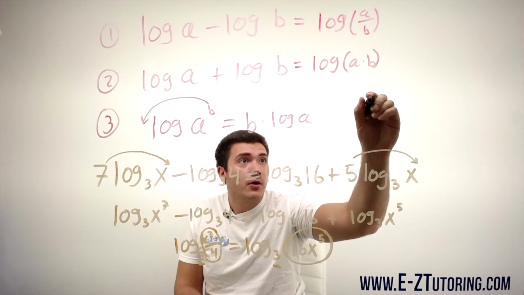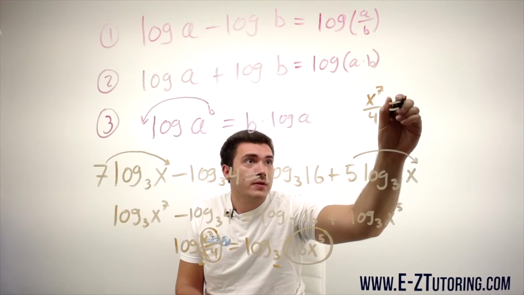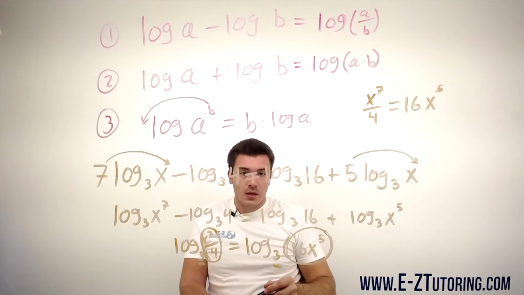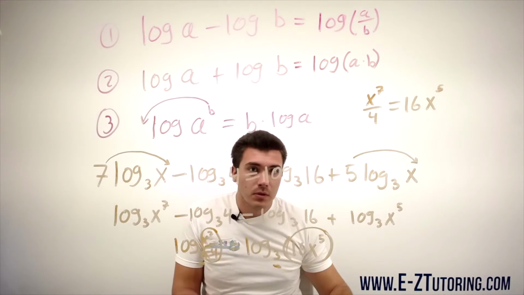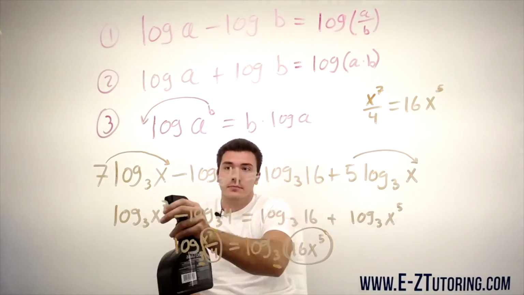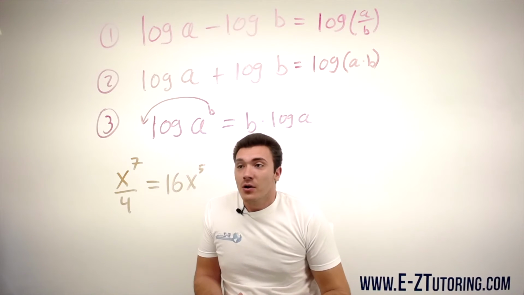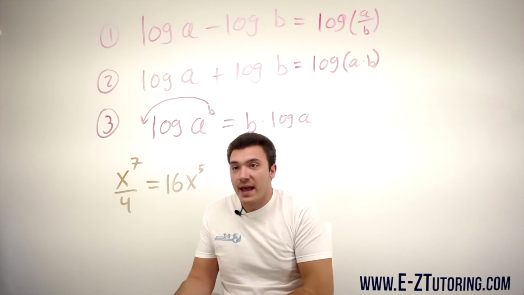So we have to make more room on the board. We'll bring this up here. x to the 7th over 4 equals 16x to the 5th. So let me go ahead and erase this. Okay, so now this becomes simple algebra in order to solve this for x.